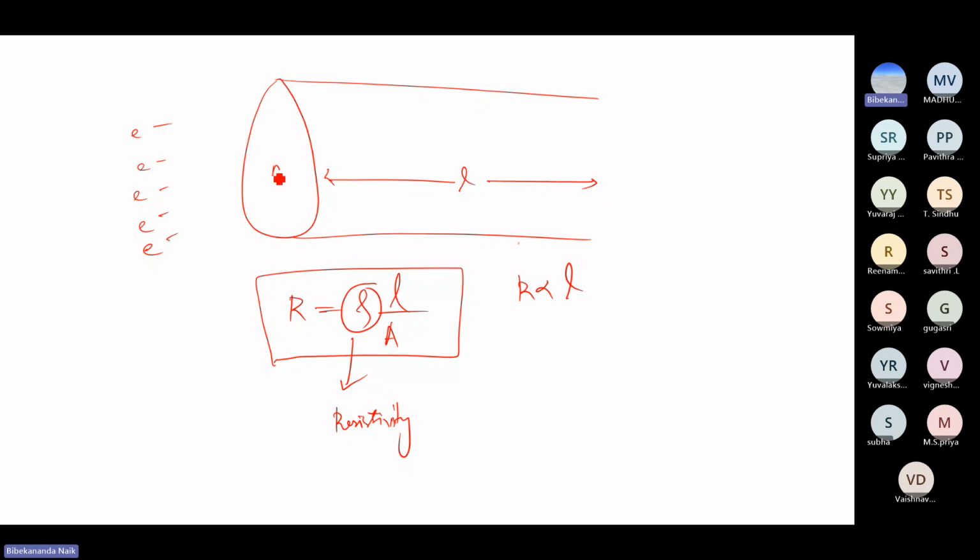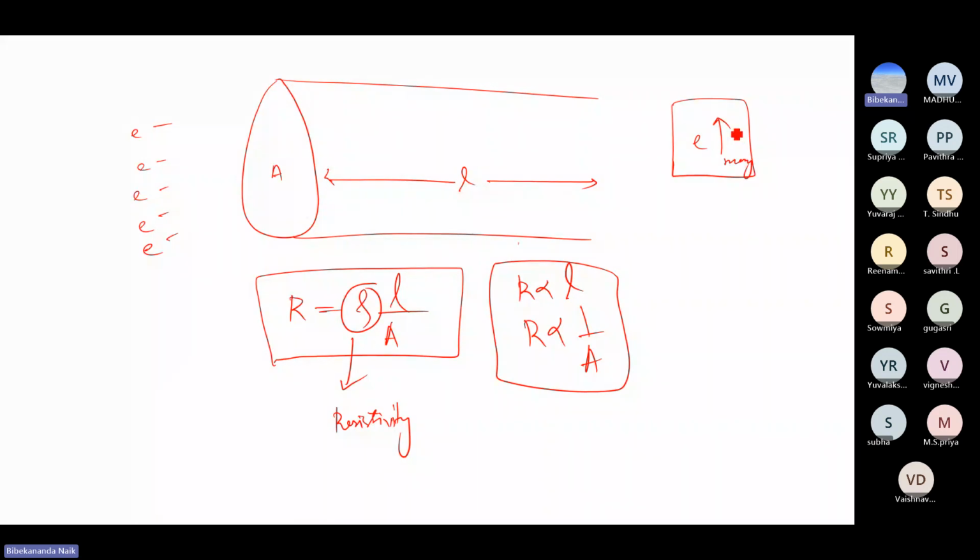Similarly, if you talk about area of cross section, since electrons are moving perpendicular to the cross-sectional area, if the area of cross section is more, then more electrons will be moving, so the resistance will be less. So in that case, we write R is inversely proportional to A. But what happens in case of metals and in case of semiconductors? In case of metals, the number of free electrons is large. Those conduct electricity. So metals have very much less resistance when compared to semiconductors or electrical insulators.